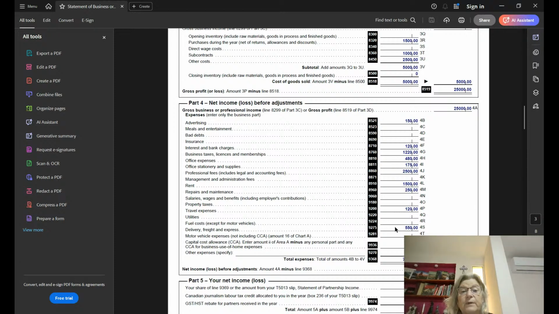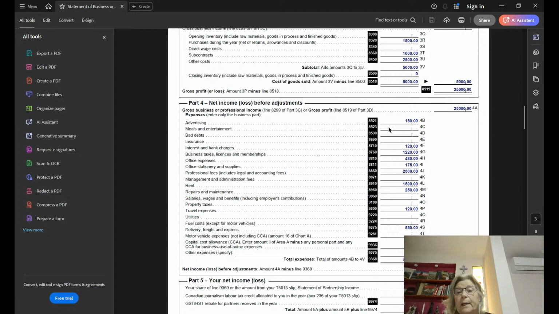I do have a lot of delivery and freight costs as well. So that, on top of my fuel costs to travel to certain points, most of my costs in freight are delivery, couriering packages. And as we know, Canada Post is getting very expensive.